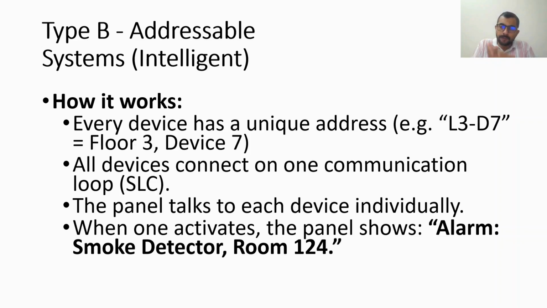So if a fire alarm condition or a fault condition occurs, the panel will show that there is an alarm or fault condition in this particular smoke detector located in this particular room. For example, as mentioned here, there is an alarm condition in the smoke detector. It will also show the address, and you can mention the room number as well. When you get the room number, it becomes easy for troubleshooting. This is how the addressable system works.